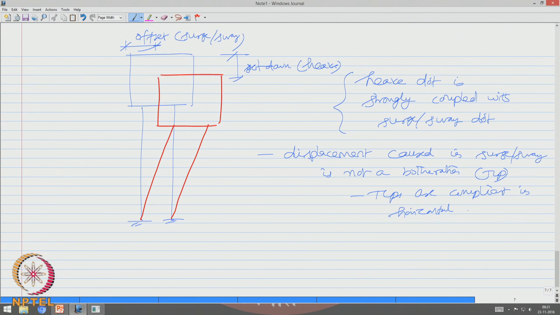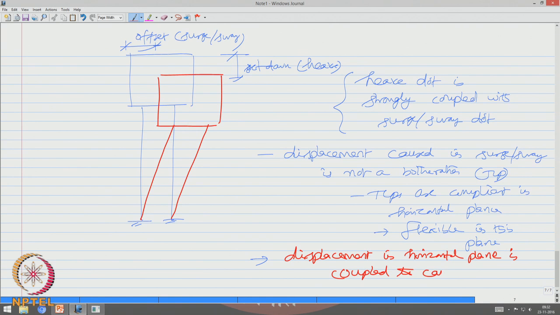What do you mean by compliant? Compliancy indicates that they are highly flexible in this plane. So, no botheration, but the botheration now comes because any displacement in horizontal plane is coupled to cause displacement in vertical plane, because I get heave motion now. This heave motion is a botheration, because the heave motion will affect the functionality of the platform.